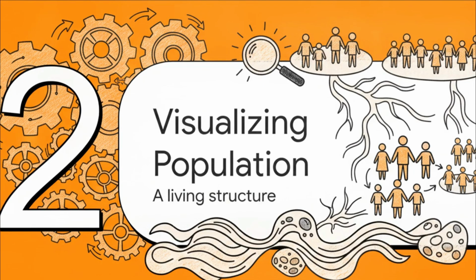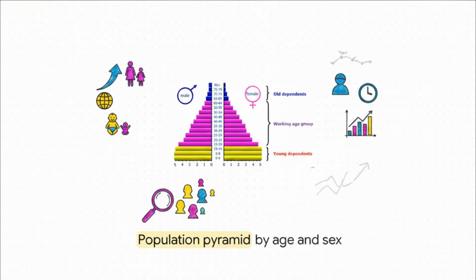Moving right along to Section 2, visualizing the population as a living structure. Because a population isn't just a flat, boring number on a page. It's a living, breathing thing. And a population pyramid brilliantly breaks down how a society is actually structured. You've got your young dependents, ages 0 to 14, forming the base. Then, right in the middle, you have the massive working age group. And up at the very top, you've got the older dependents, age 65 and up. Just by glancing at a pyramid's overall shape, a demographer can instantly tell if a population is booming, stabilizing, or getting older. It's pretty amazing.